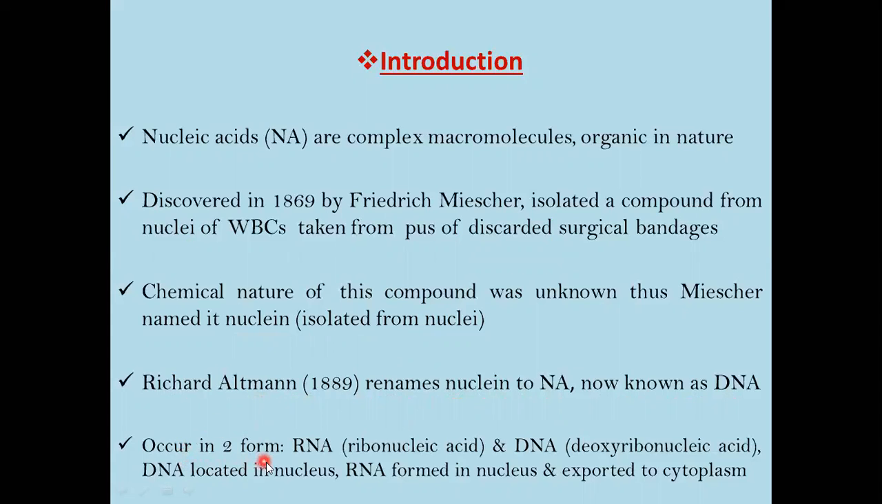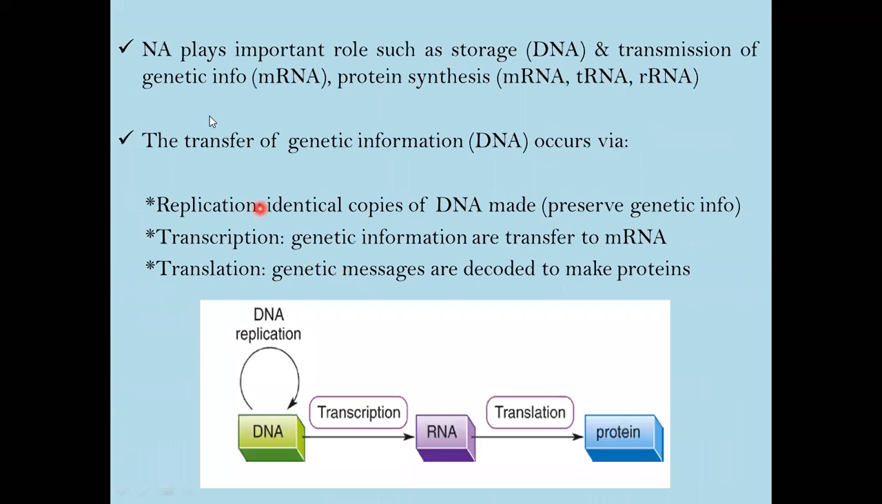Nucleic acid occurs in two forms: the first one is RNA, also known as ribonucleic acid, and DNA, which is known as deoxyribonucleic acid. DNA is located inside the nucleus, while RNA is formed in the nucleus and then exported to the cytoplasm to perform different types of functions. So nucleic acid plays important roles such as storage of genetic information, which is in the form of DNA, and transmission of genetic information in the form of RNA, and protein synthesis.